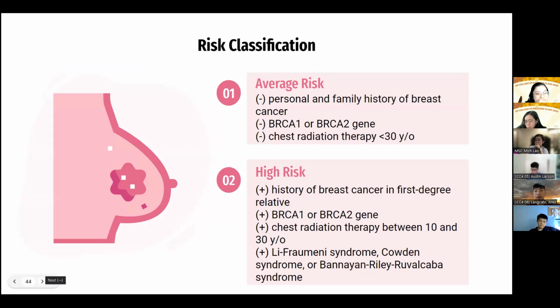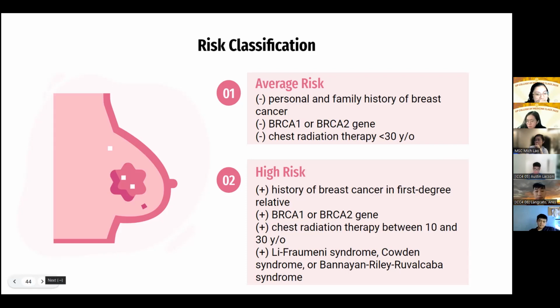So according to the American Cancer Society, they defined average risk as having no personal or family history of breast cancer. They're negative for BRCA1 and BRCA2 gene mutation, and no chest radiation therapy or exposure to their chest from a younger age, less than 30 years old.